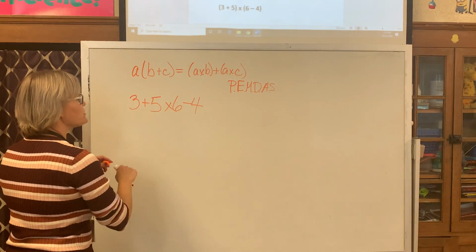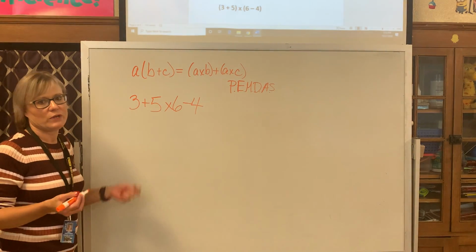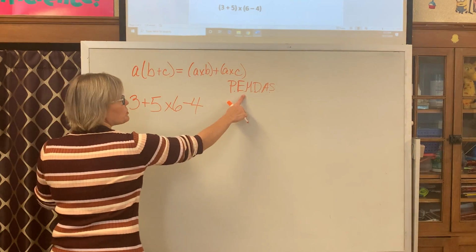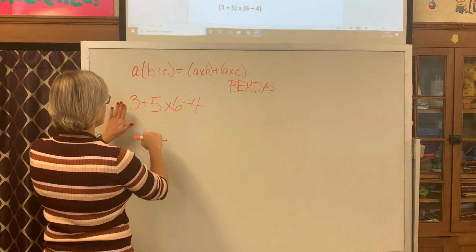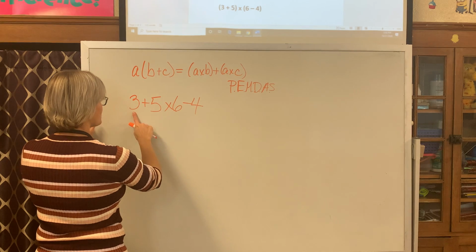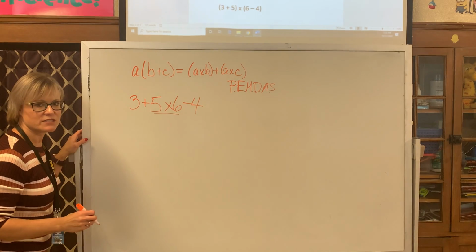Okay, so PEMDAS, so parentheses. Well, we don't have any parentheses. Exponents. We don't have any exponents. Multiplication, division, left to right. So we need to start here and travel this way, and we do have multiplication. So we need to do the 5 times 6 first.